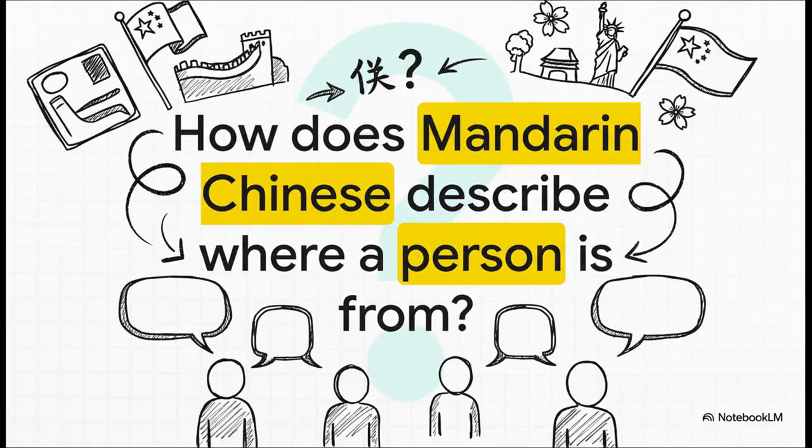Okay, so this brings us to the big question for today, the real heart of our investigation. How does Mandarin Chinese actually describe where a person is from? You know, how does the language build the idea of being American or Chinese or Japanese? This is the puzzle we're going to solve together.